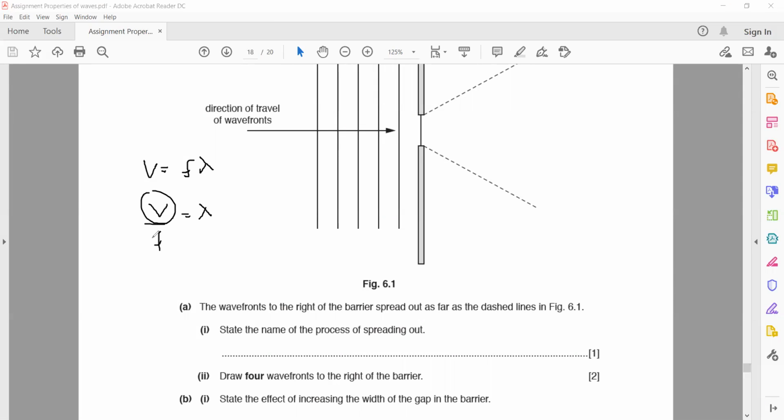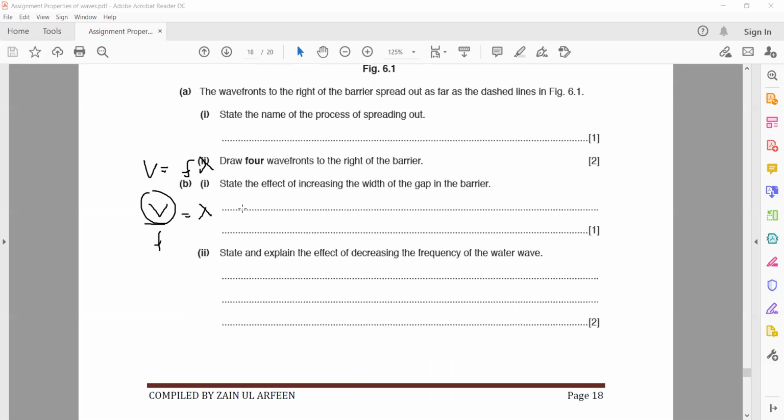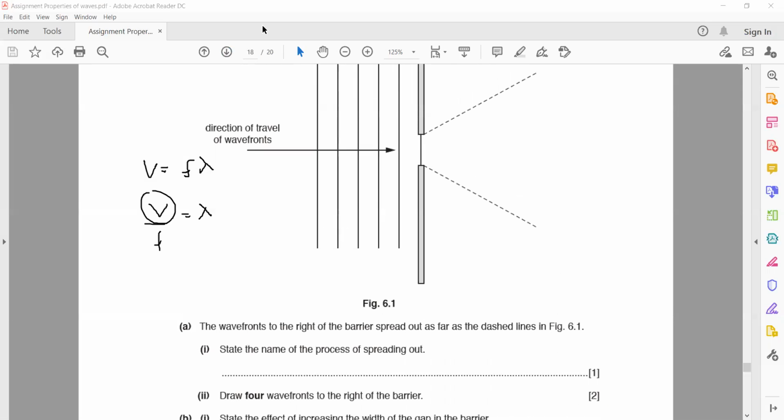So if I change the frequency, if I decrease the frequency, it means I will increase the wavelength. So when I increase the wavelength in this picture, what will happen to the pattern of the diffraction?